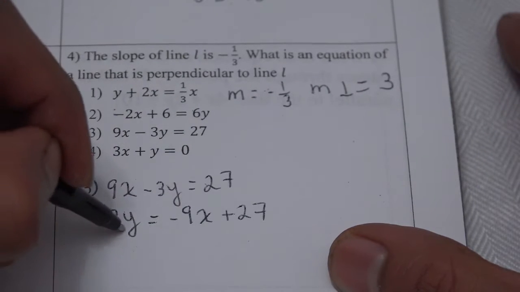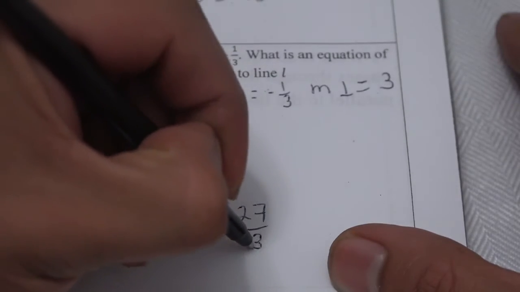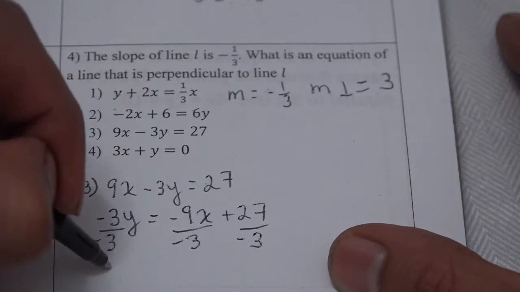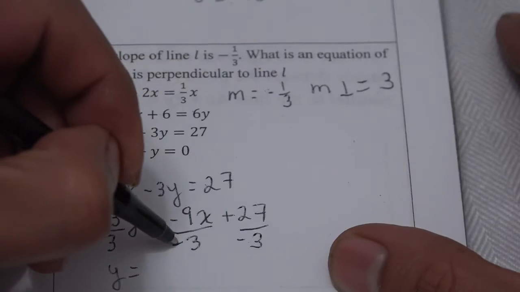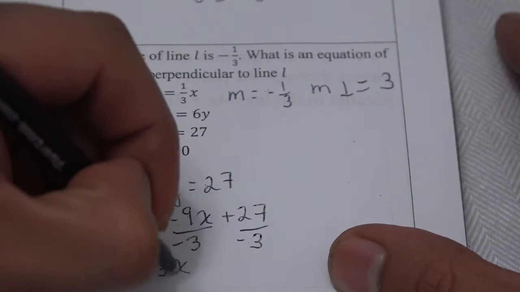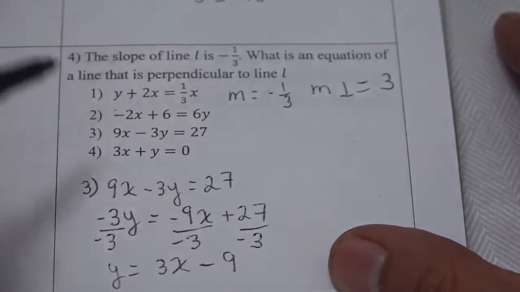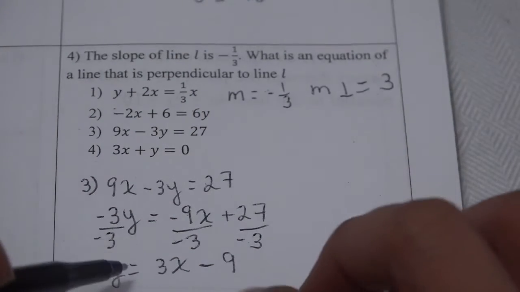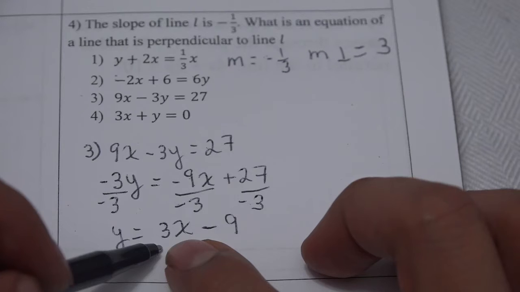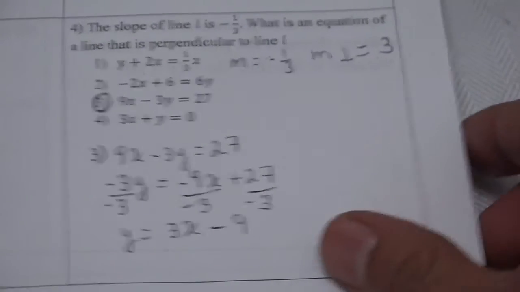Now I divide by the number on the y. And this cancels out. Negative divided by negative is positive. 9 divided by 3 is 3. And 27 divided by 3, well, positive divided by negative is negative. 27 divided by 3 is 9. And at the end of the day, what's important is that I ended up with the slope of 3, which is the slope that I was looking for. So sometimes things are not what they seem. You gotta figure out what they are.